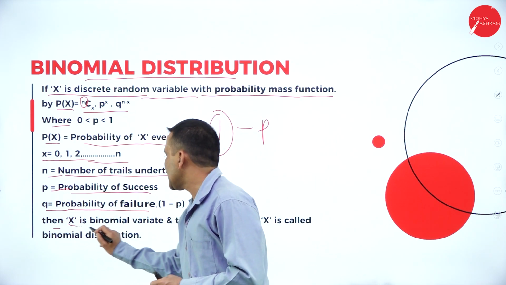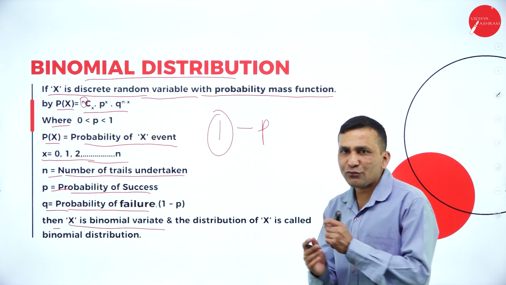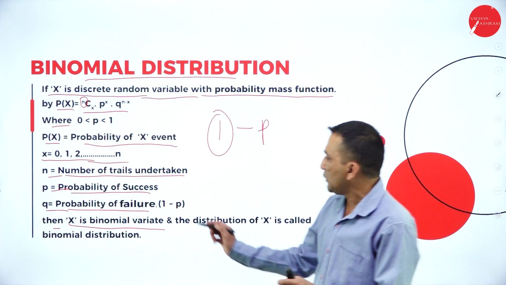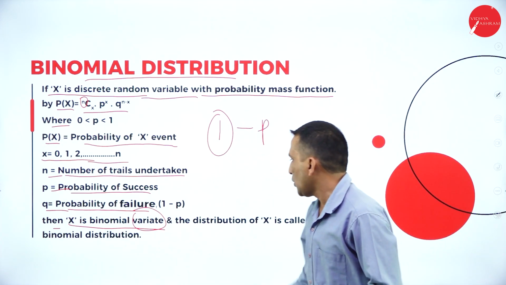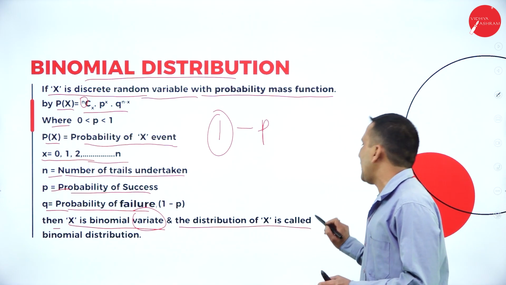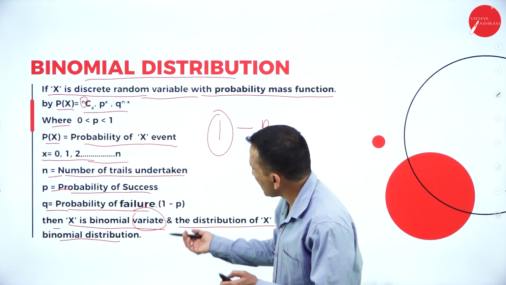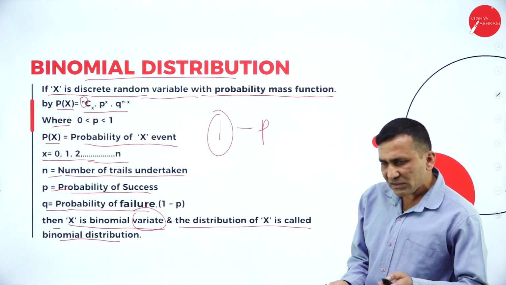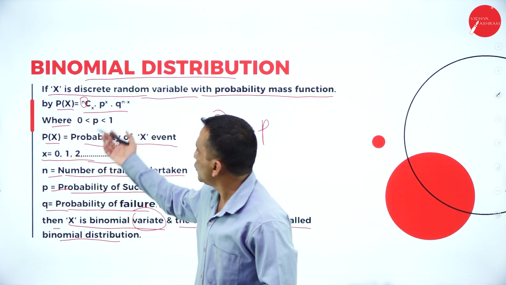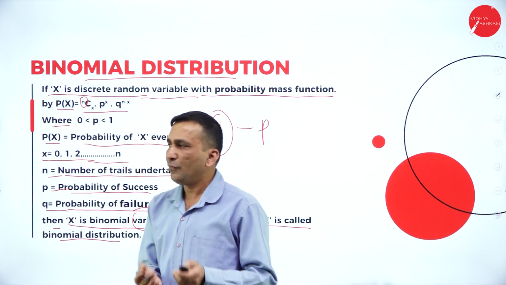So then the x is a binomial variate. Because we are doing a binomial distribution, we need to select the binomial variate. So the distribution of x is called a binomial distribution, and I have already explained the theory part in the last section also.